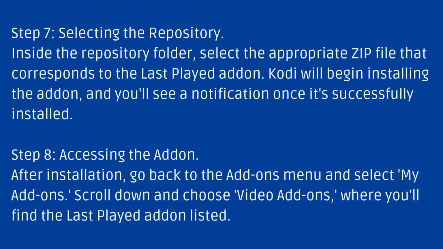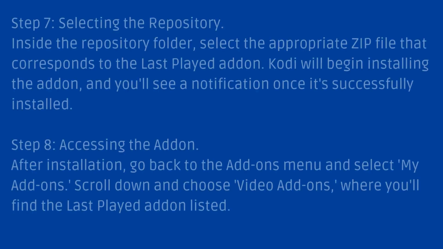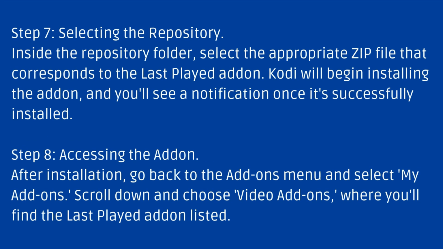Step 7. Selecting the repository. Inside the repository folder, select the appropriate zip file that corresponds to the Last Played Addon. Kodi will begin installing the addon, and you'll see a notification once it's successfully installed.